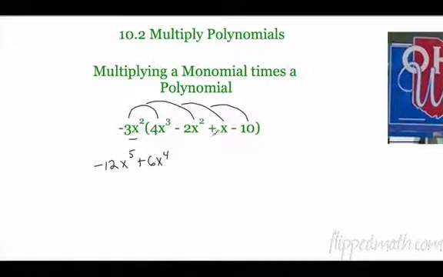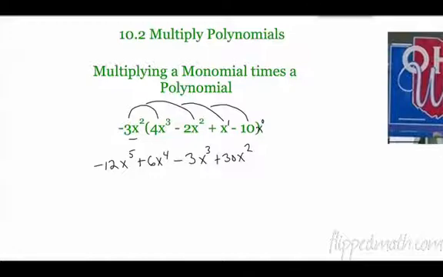Negative 3 times 1 is negative 3. x to the second times x to the first, that's 2 plus 1 is x to the third. Negative 3 times negative 10 is a positive 30. x to the second times, well, this is like x to the 0, right? If it's not written. So 2 plus 0 is x to the second. Okay, that's just multiplying polynomials. Nothing real new. We're just combining stuff you already know.